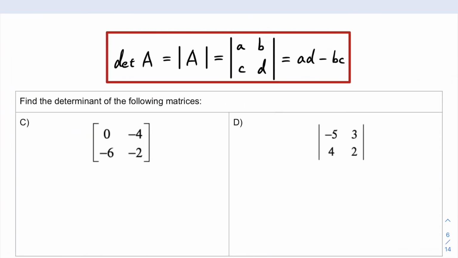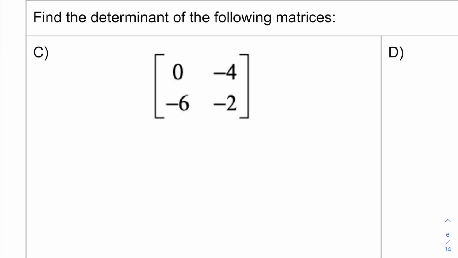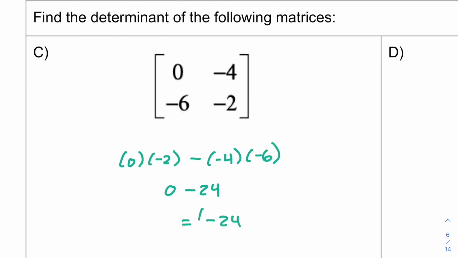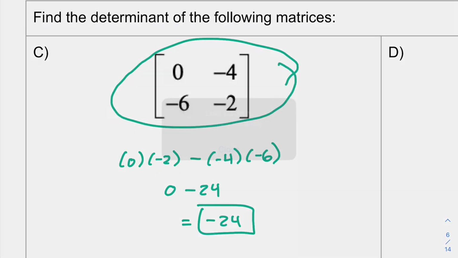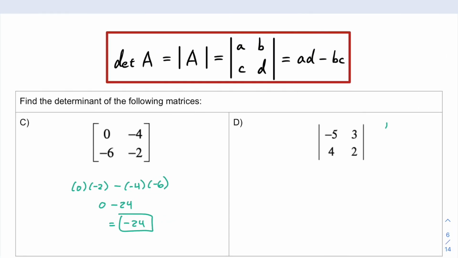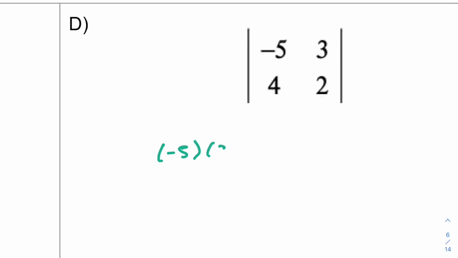So my suggestion would be to try to do C and D on your own, find the determinant of the following matrices. So go ahead and pause the video. Now hopefully you're ready to check. So AD minus BC would be 0 times -2 minus -4 times -6. That's 0 minus 24. So your determinant would be -24 on that one. Again, it's non-zero, so an inverse exists for that matrix. That's in matrix notation. And then I could also give you determinant notation. Hopefully you did D already. So you're going to do A times D minus B times C. So -5 times 2 minus 3 times 4.